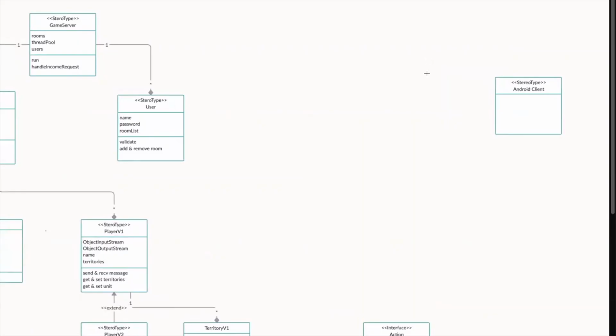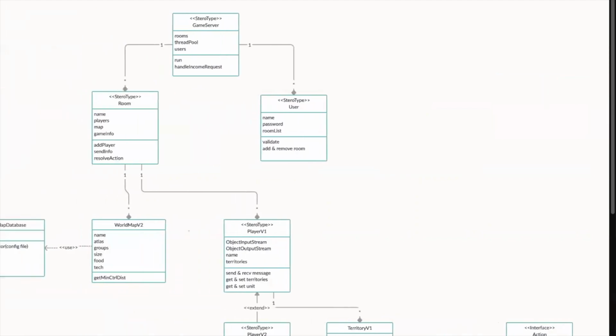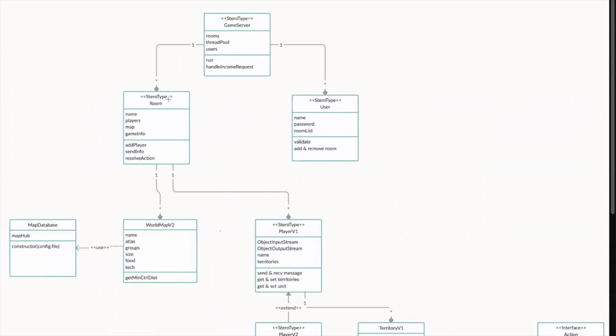This is the UML for Evolution 2. We move on to Android for GUI, and the class here represents the Android client. Since most of the calculation is done at the back end, we will focus more on the game server here. So in Evolution 2, we introduce the new class user. It has name, password, and the room it has joined. We also introduce a room class here. So right now the game is bound to a room.